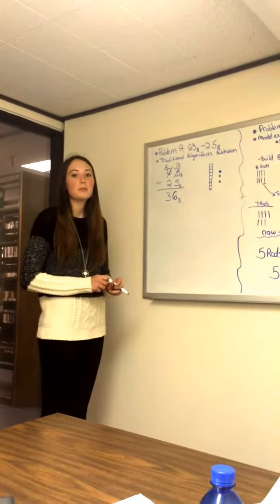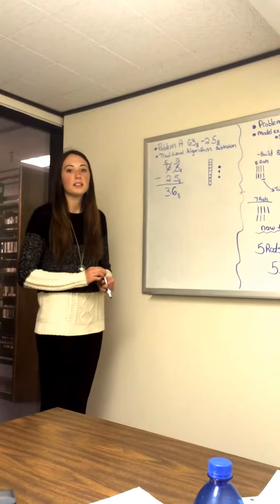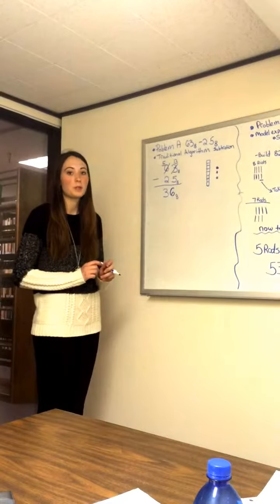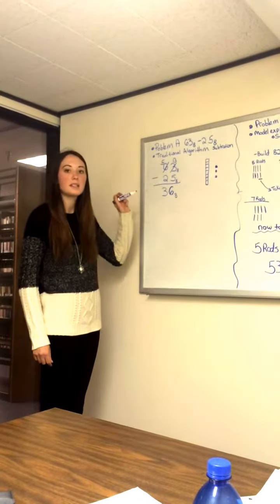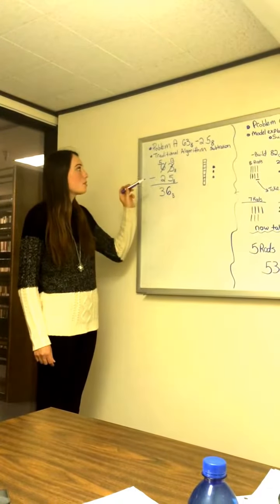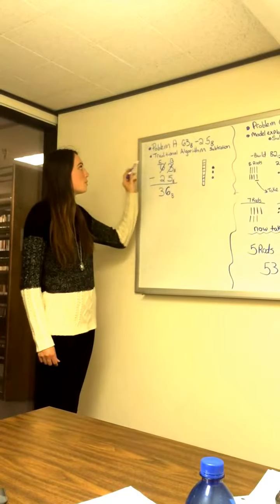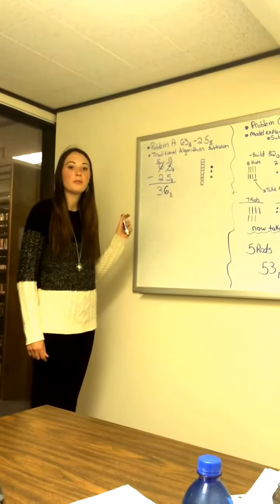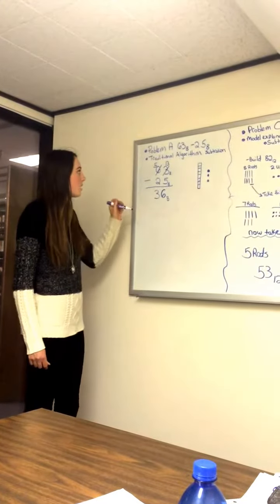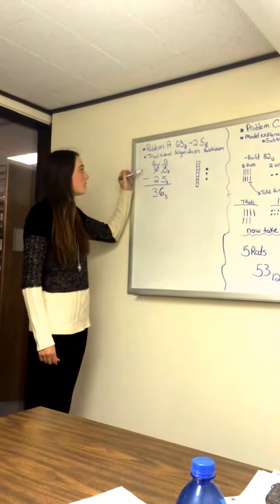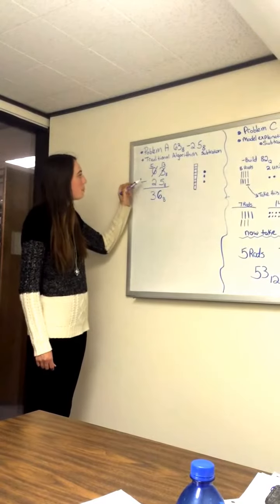So today we are going to be doing subtraction in different bases. The base we're going to be using for problem A is 63 base 8 minus 25 base 8. We're going to be doing the traditional algorithm for subtraction. So we have the minuend and the subtrahend.